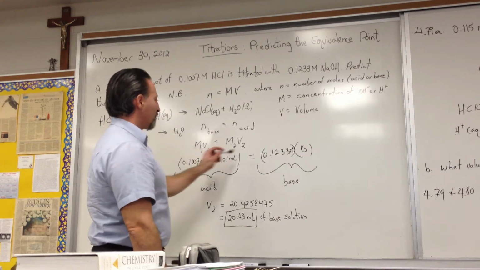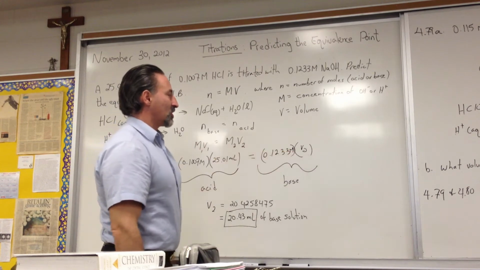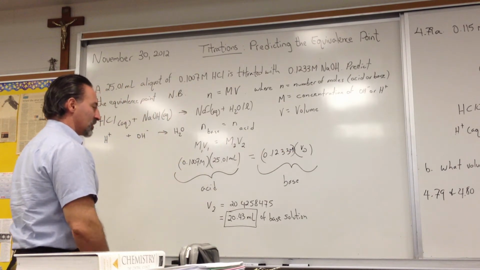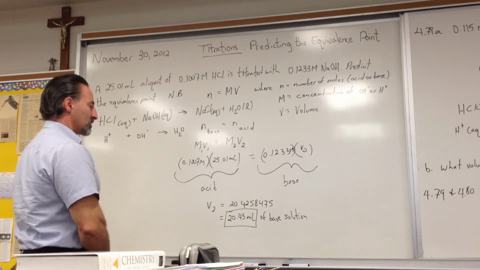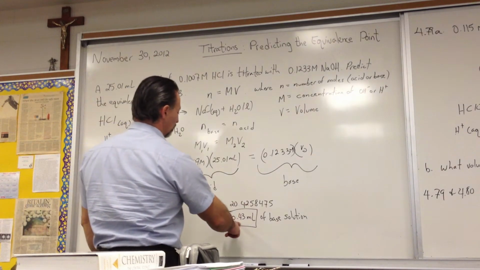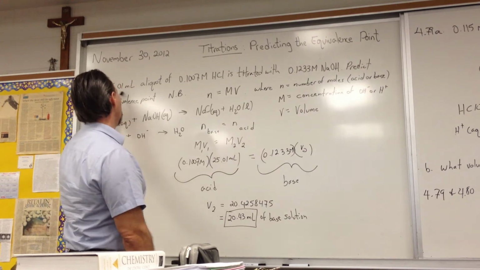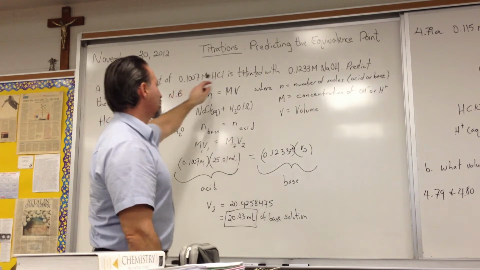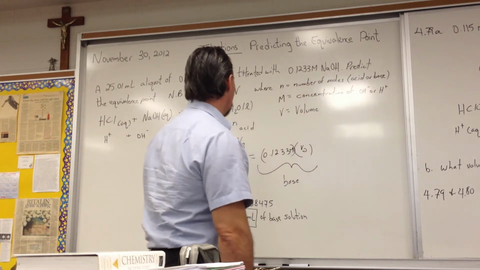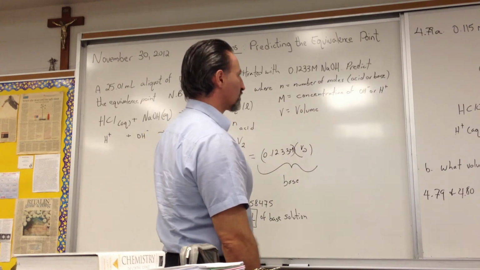So we've got 3 of the 4 variables, so we can solve for the 4th one. And V2 turns out to be 20.425 mLs, which rounds up to 20.43 mLs of base solution. You'll notice there are only 4 sig figs here, 4 sig figs here, 4 there. So our answer can only contain 4 significant figures.